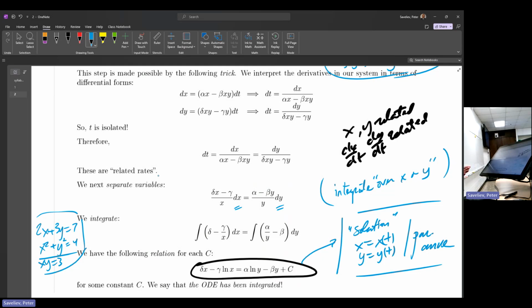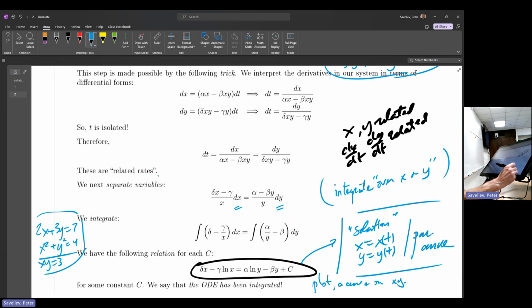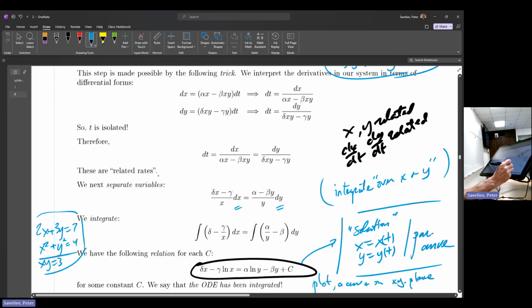Whether it is or is not solved for y in terms of x makes no difference. It's still a relation, and potentially, if everything is fine about it, it's a curve. So if we can plot it, we have a curve on the xy plane. What's the significance of that line, of that curve?